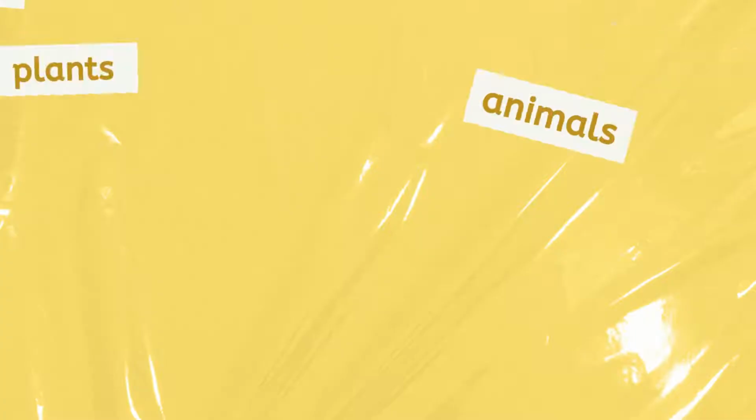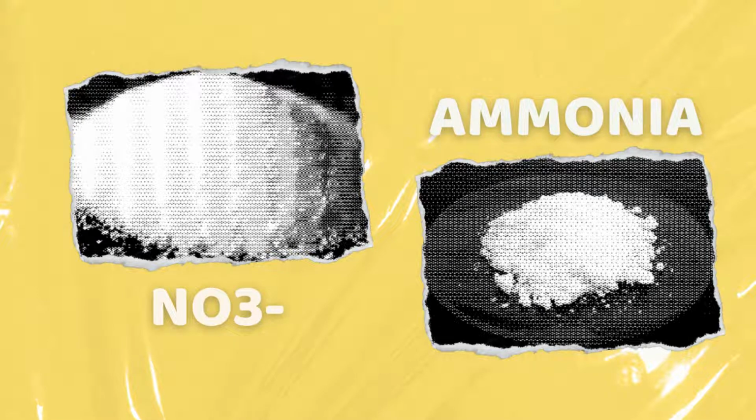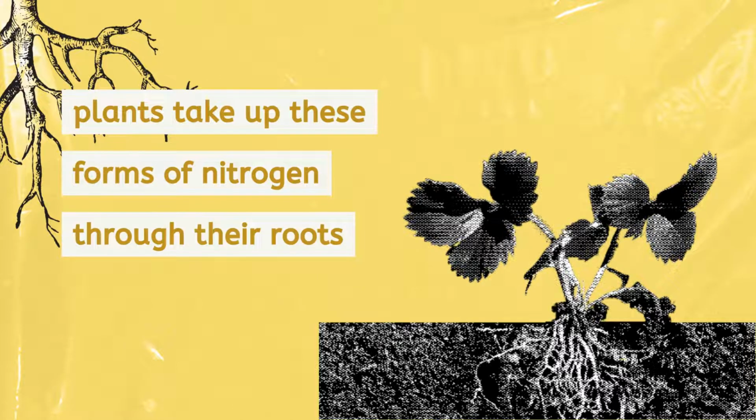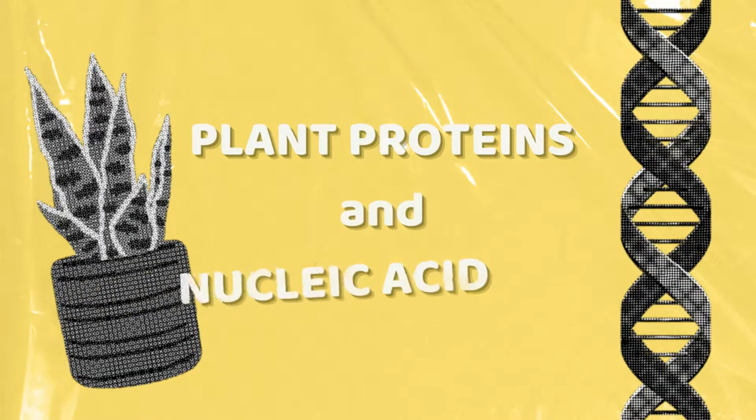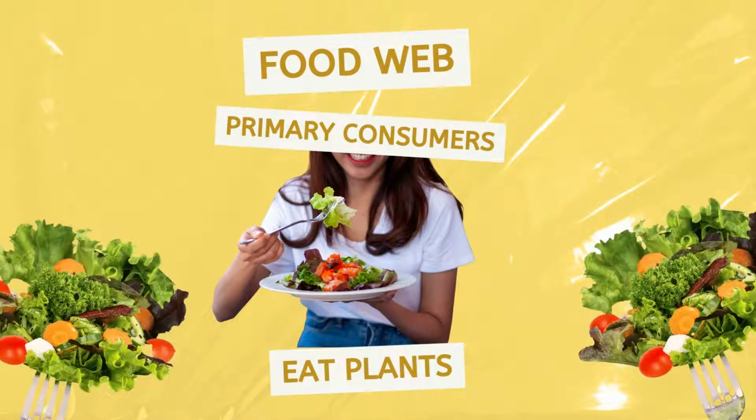After that is the assimilation process, the process by which plants and animals incorporate the nitrate and ammonia formed through nitrogen fixation and nitrification. Plants take up these forms of nitrogen through their roots and incorporate them into plant proteins and nucleic acids. This way, it enters the food web when the primary consumers eat the plants.